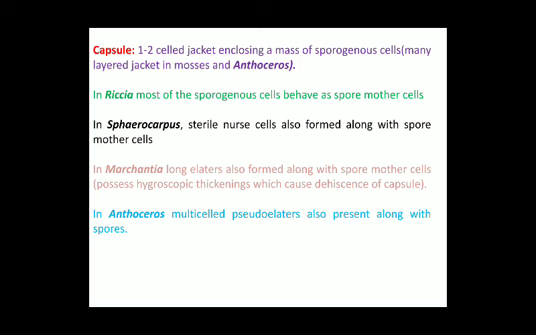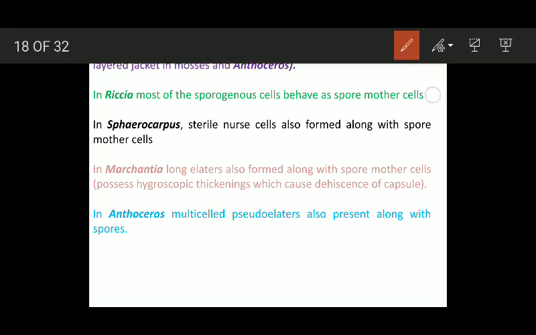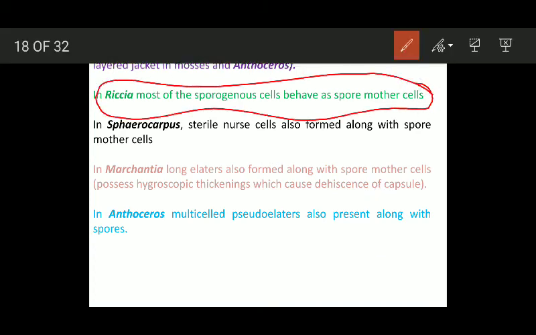In Riccia, most of the sporogenous cells behave as spore mother cells. Almost all the sporogenous cells in the capsule of Riccia behave as spore mother cells. There are no other cells present in the capsule of Riccia. In Sphaerocarpus, along with the spore mother cells, there are some other cells which are known as nurse cells. They are sterile. They do not result in the formation of spores. Yaad rakhna.